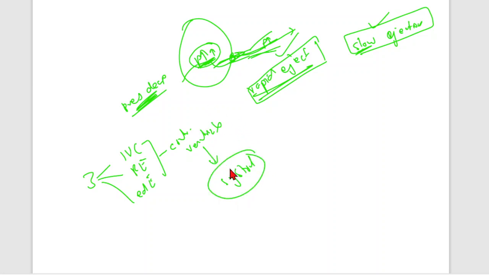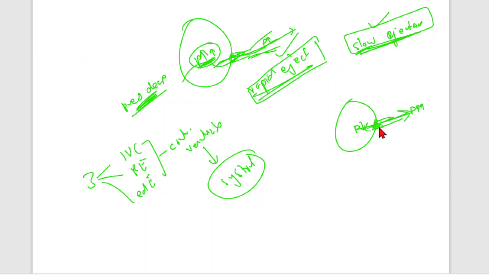Now when the slow ejection is completed, no more blood is moving to the aorta or pulmonary trunk. So the aortic and pulmonary valves close, because the pressure is less here and the pressure increases here. When the pressure is increasing here, this valve closes so that no more blood comes back to the ventricle. These three phases are called systole.